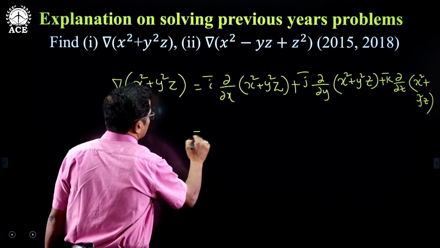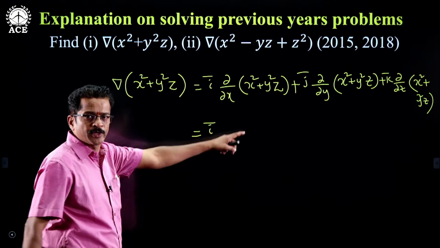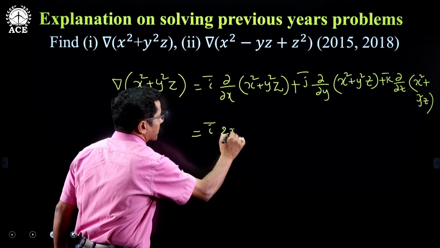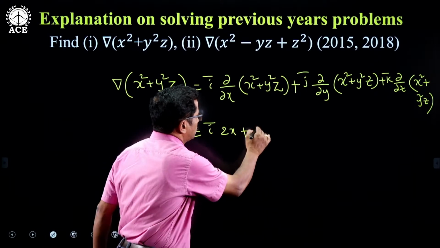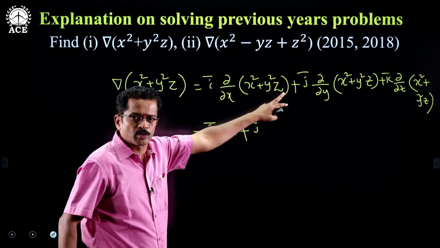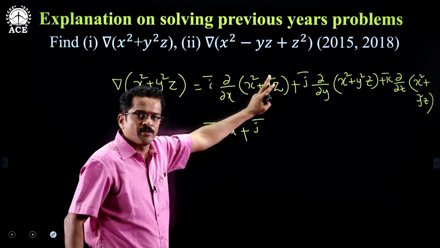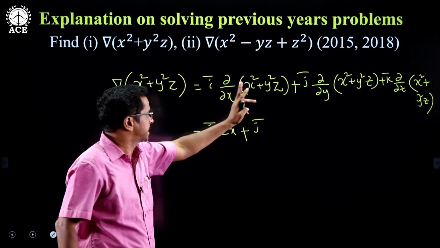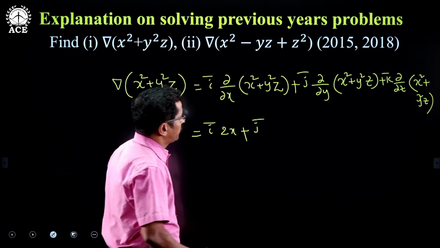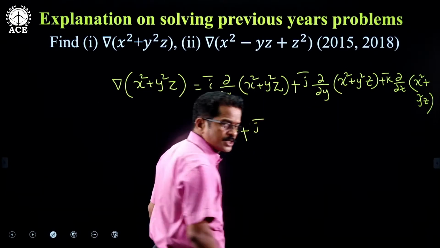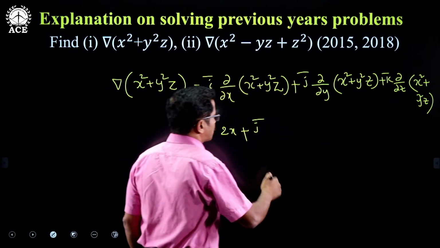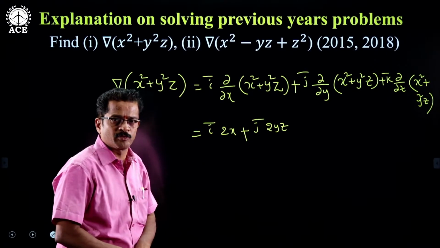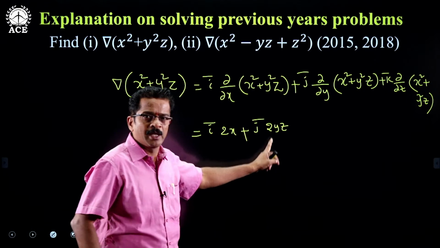Which equals i bar into, with respect to x, here x square only we have, x square differentiation is 2x. The rest of the differentiations are going to be 0, as y square z is independent of x, so it is treated as constant, whose differentiation is 0. J bar into dou by dou y of x square is 0, dou by dou y of y square is 2y followed by z, as y square is multiplied with z, so y square differentiation is 2y followed by z.